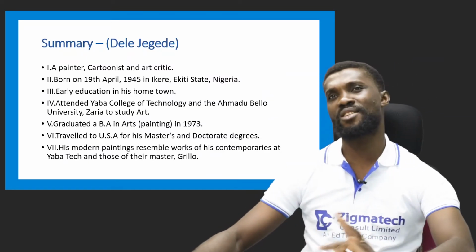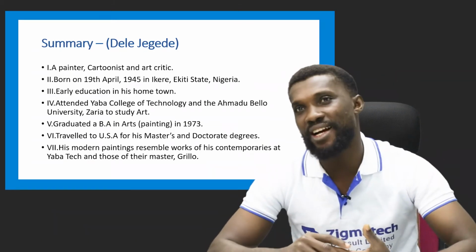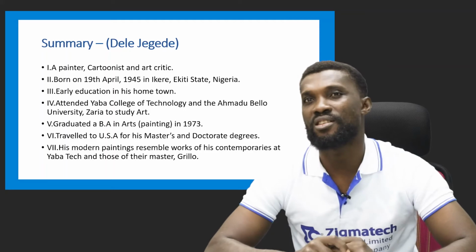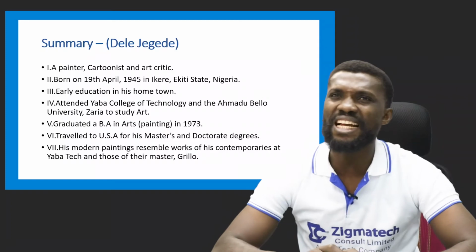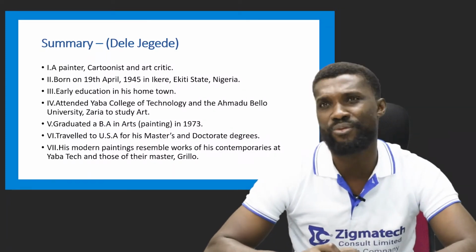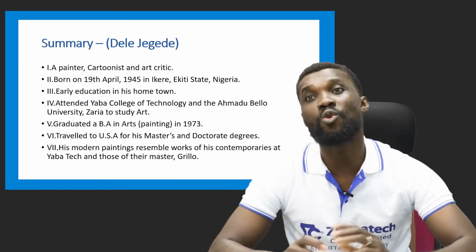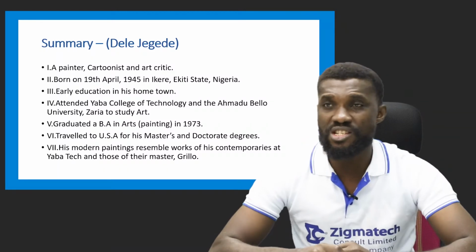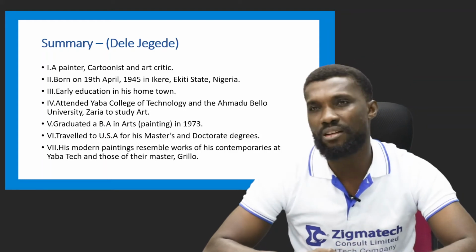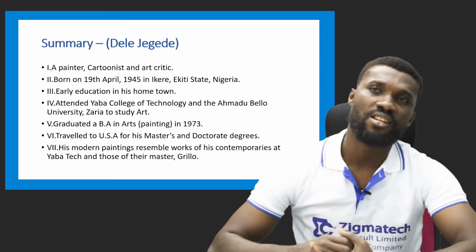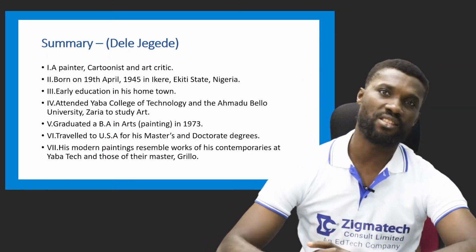All right, now let's take a quick summary of exactly what Dele Jegede did for us in the field of art and why we regard him as one of the contemporary Nigerian artists. Dele is a painter, a cartoonist, and also an art critic. He was born on the 19th of April 1945 in Ikere, Ekiti State, Nigeria. He had his early education in his hometown, then attended the Yaba College of Technology and Ahmadu Bello University Zaria to study fine art. He graduated with a BA in art, painting to be precise, in 1973. He traveled to the US for his master's and doctorate degrees.